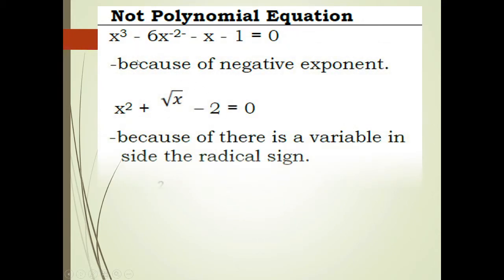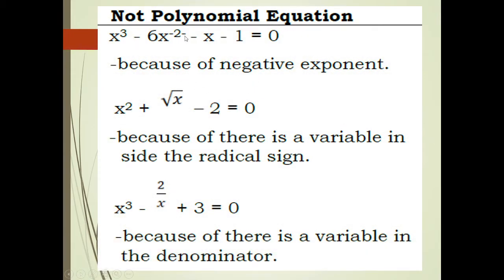How about this? These are not polynomial equation. The first one has a negative exponent, 6x raised to the negative 2. The next one, because there is a variable inside the radical sign. So, ito, x is inside the radical sign. So, it is not a polynomial equation. And the third one, because the variable is in the denominator. Ito, 2 over x. X is in the denominator. So, ayan. If you encounter this type of equation, then it is not a polynomial equation. So, you cannot solve them.